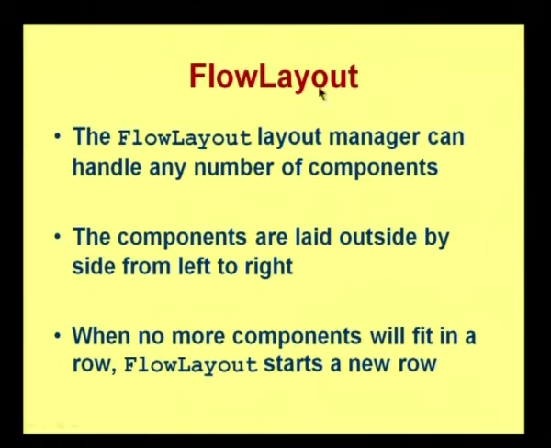First we will see what flow layout is. Flow layout manager can handle any number of components. We do not have any restriction with respect to the number of components. The components are laid out from left to right. When no more components will fit in the row, flow layout starts a new row. My components get added, and once I come to the end of the particular row, that is the size of the frame, my size of the frame will decide how many components I can add. Once it comes to the end, automatically I come to the next row. Whenever I add an element, it comes to the second row.